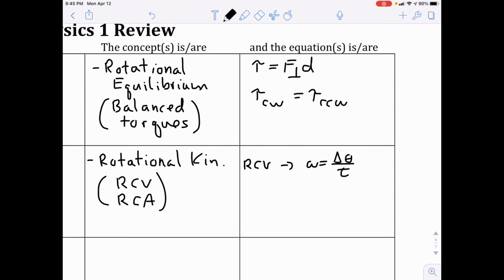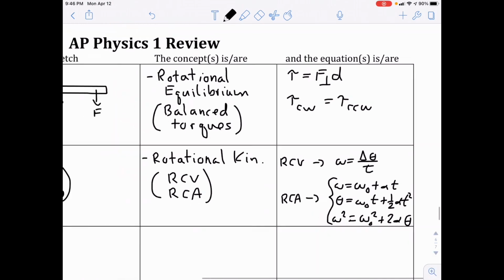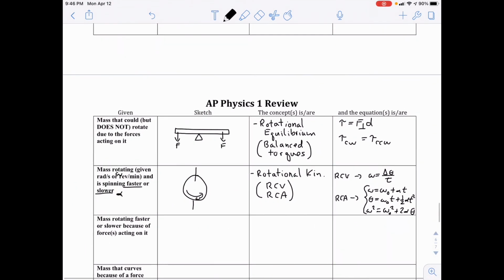It's the same equation. If it is a constant acceleration in a rotational frame of reference, then we have three equations. Omega equals omega naught plus alpha t. Theta equals omega naught t plus 1/2 alpha t squared. And omega squared equals omega naught squared plus 2 alpha theta. Okay, so that would be a rotational kinematics concept.